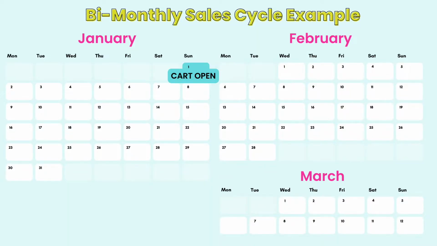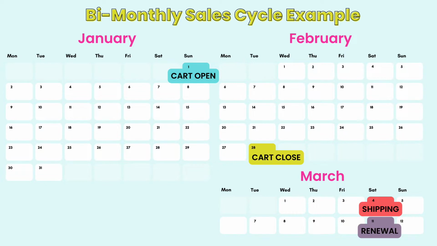Ideally, you'd want your sales cycle to look something like this. Your cart opens January 1st for the March box. It closes February 28th. You ship on the 4th of March, and then renewals take place on the 11th. And then we start over again. March 1st opens your sales cycle for the May box, closes on April 30th. You ship on the 4th, and renewals on the 11th.